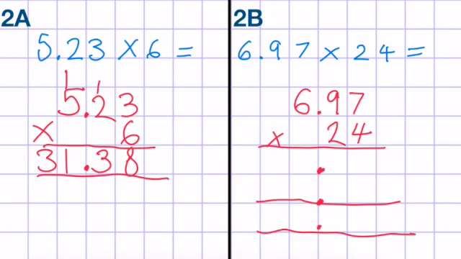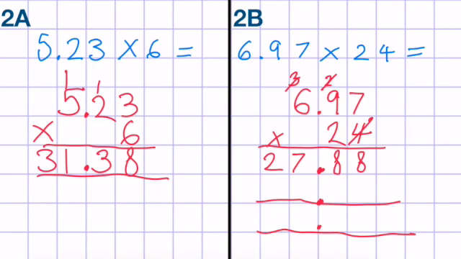4 times 7 is 28. So you put an 8 here and a 2 here. 4 times 9 is 36 plus 2 is 38. Carry the 3. 4 times 6 is 24. Plus 3, 25, 26. So it's 27.88. So I'm going to cross that 4 out.